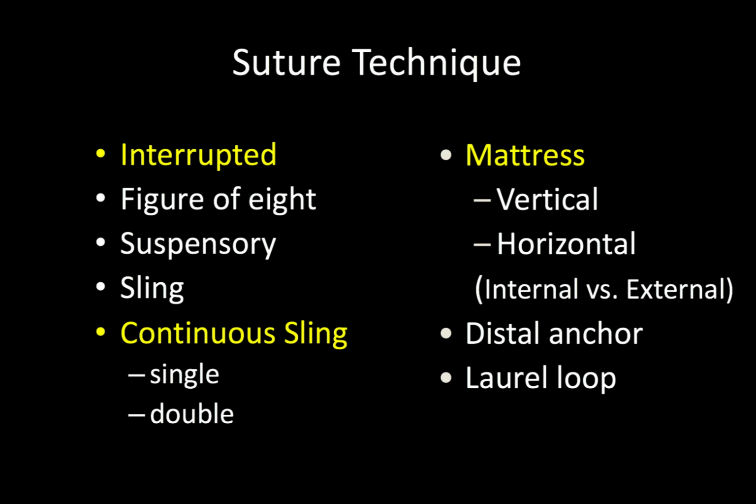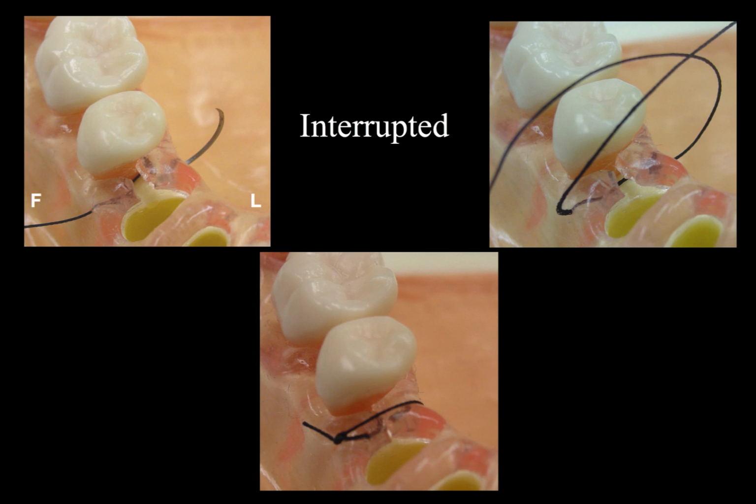There are multiple different suture techniques that you can utilize based upon your surgical objective. Here we will focus on 3: the interrupted, the continuous sling, and the mattress suture. The interrupted suture is the most common type of suture placed. It works well if both the facial and lingual flaps require similar amounts of tension and heights. Interrupted sutures may be used when flaps are replaced.